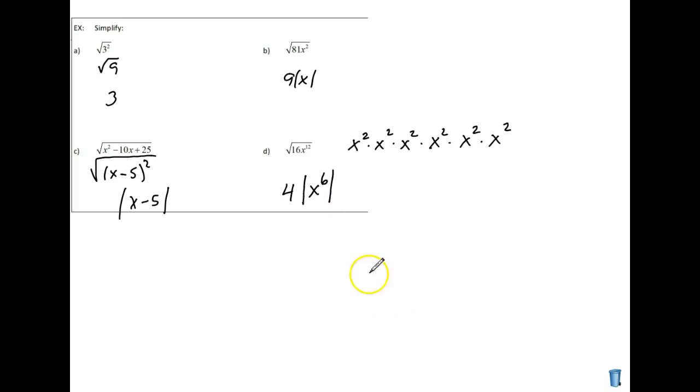Even though x to the 6th is positive, we're going to talk about that again in a little bit, okay? So for now, practice those perfect square numbers and how we're taking the square root of them, because it's going to be really important as we continue to go on.